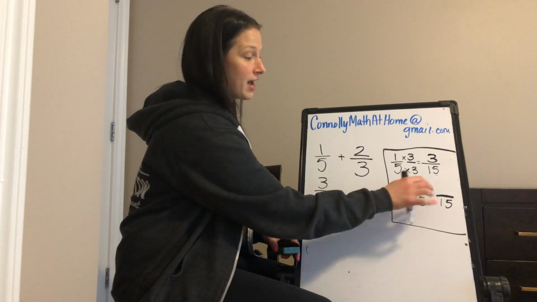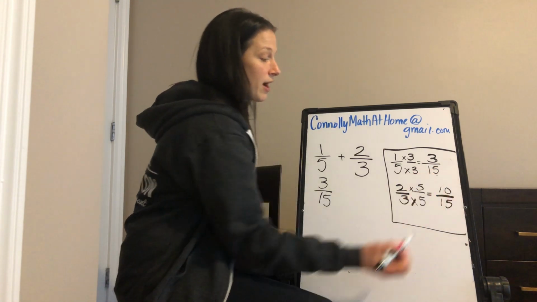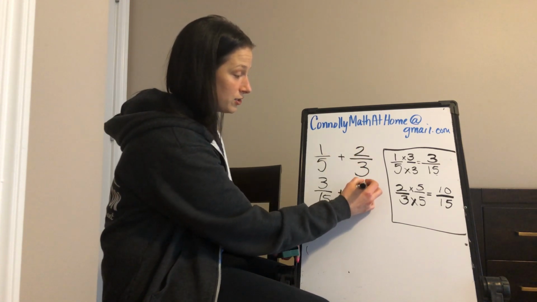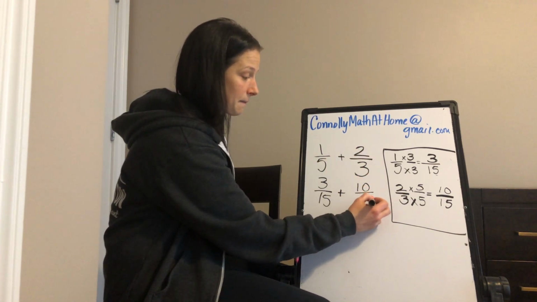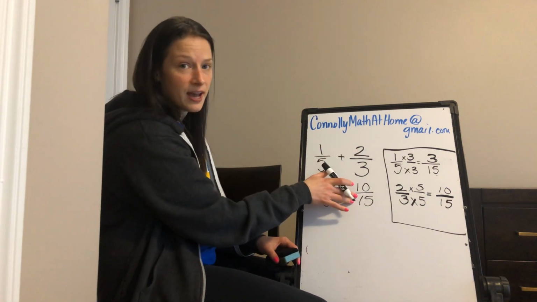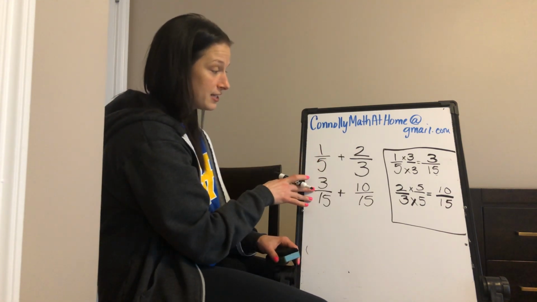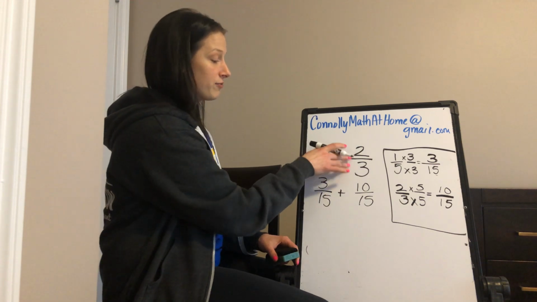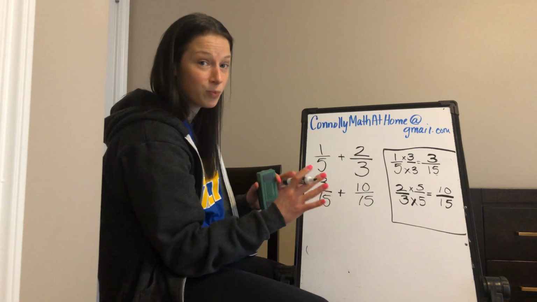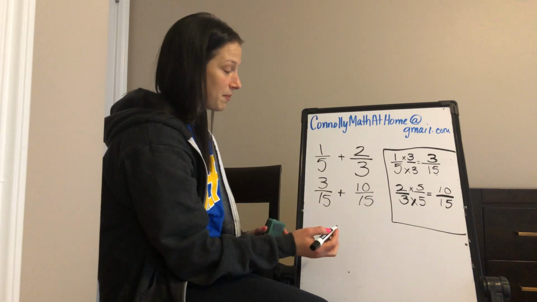So 2 times 5 is 10. So I know my equivalent fraction, the equivalent fraction to 2/3 is 10/15. So I'm going down the page to make sure that I am doing equivalent fraction for this. I have the same amount. We don't want to be changing the amounts that we have. We're making equivalent fractions, so they're the same amount.